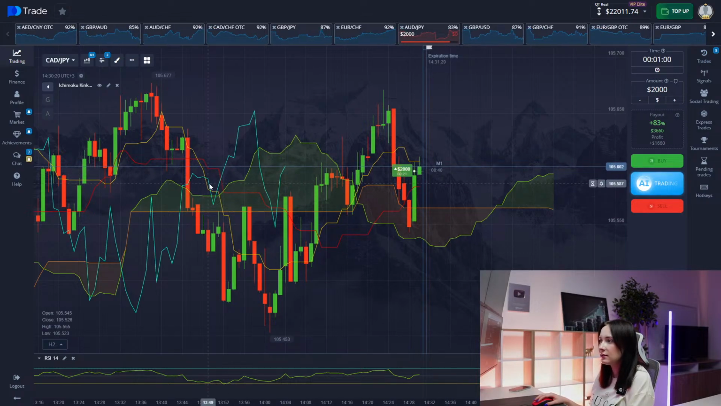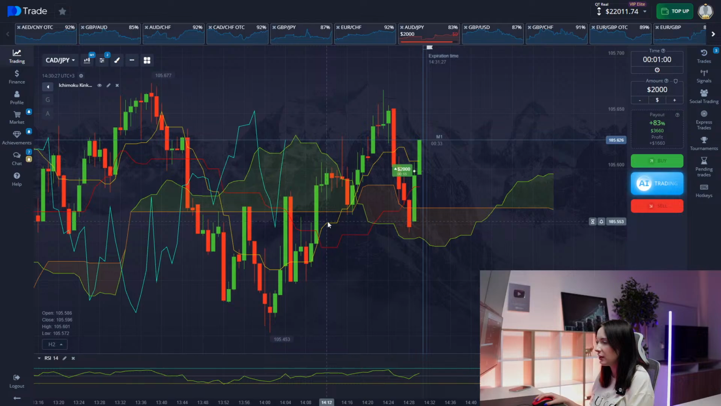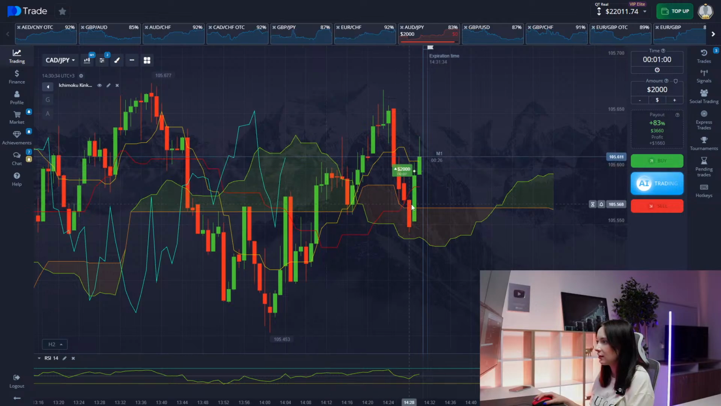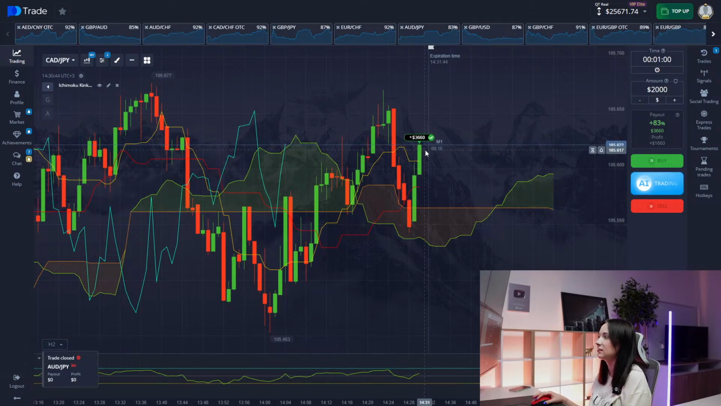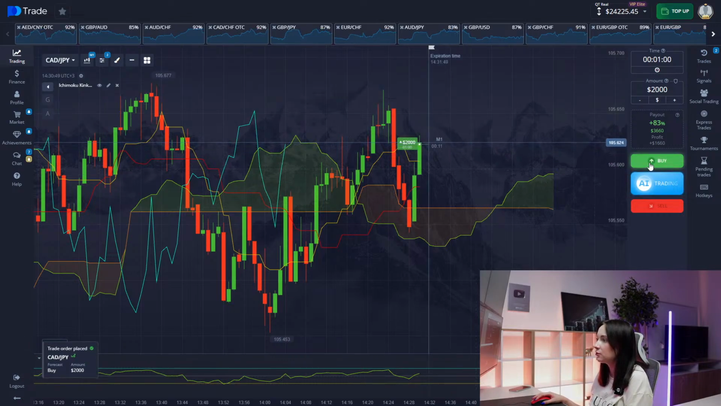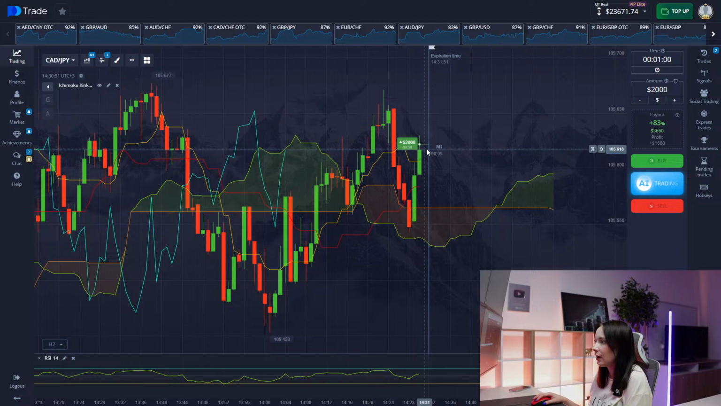This chart is really interesting, the Canadian Japanese yen, because you may think that it is roughly changing and might be unpredictable, but it is actually the best type of chart when working within the Ikimoku strategy. So it's okay, waiting. Yeah, doing great. So we got a profit of $1,660. Absolutely superb.